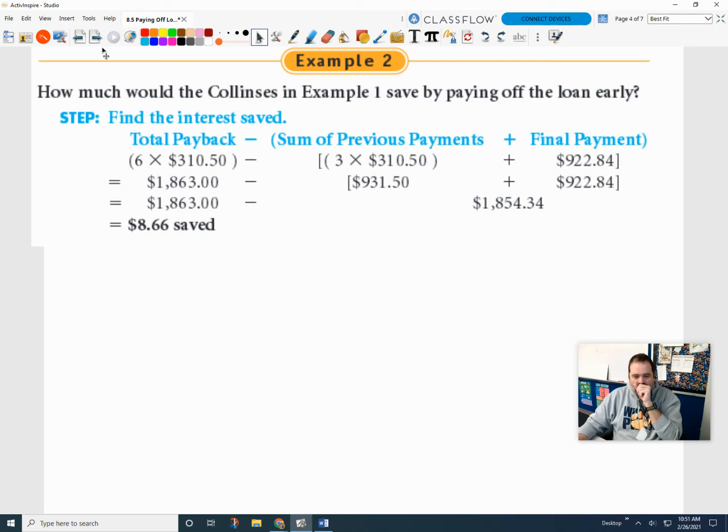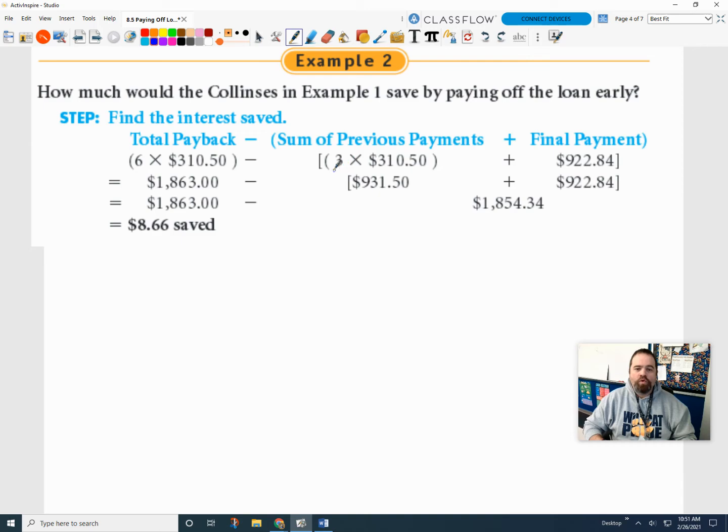So, excuse me, this was a 6-month loan. Okay, so I'm going to kind of try and explain the different pieces of this. This was a 6-month loan. So this first part here is how much they would have paid back, right? 6 months, $310.50 every single month. That was in the table if you go back and look at it. So this part right here is calculating what the loan should have cost them.